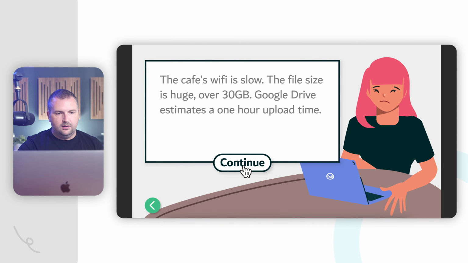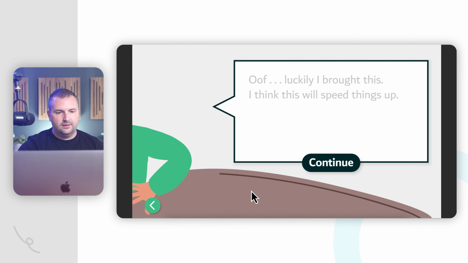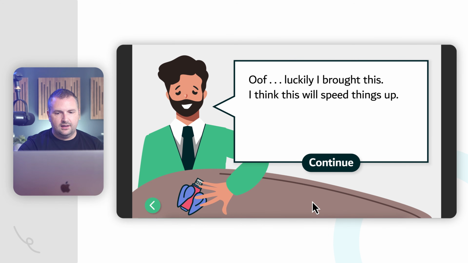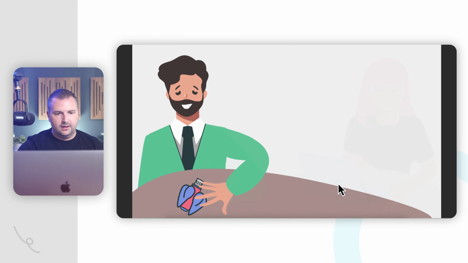Okay. The cafe's Wi-Fi is slow. The file size is huge, over 30 gigabytes. Google Drive estimates an hour upload time. That's no good. Luckily, I brought this. I think it'll help speed things up. Okay, so we have a USB drive here.